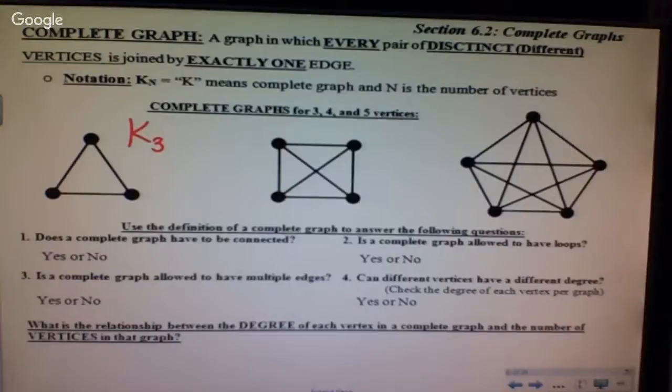The other ones are going to be K4 and K5. So this is K sub 4 and K sub 5. Okay, so these are all representations of complete graphs. Let's see if we can answer these questions according to the pictures. According to these pictures, do you think a complete graph has to be connected? Yes.